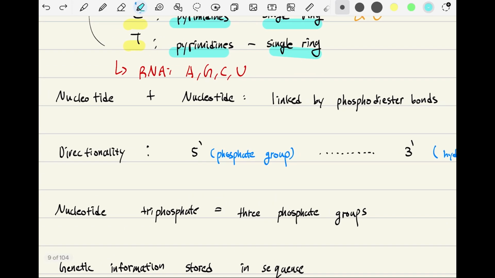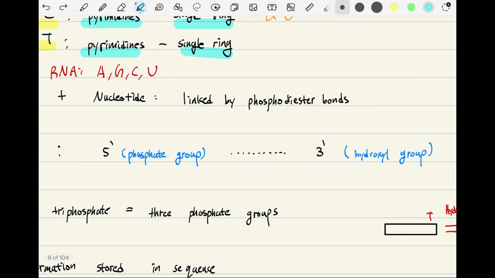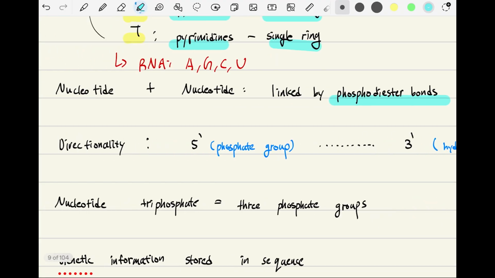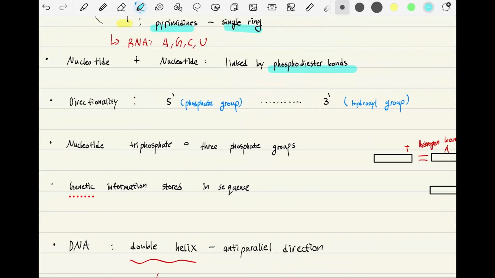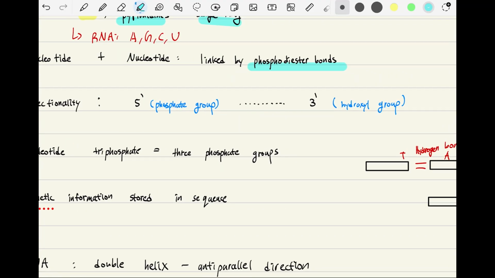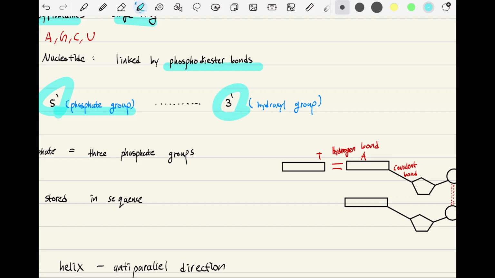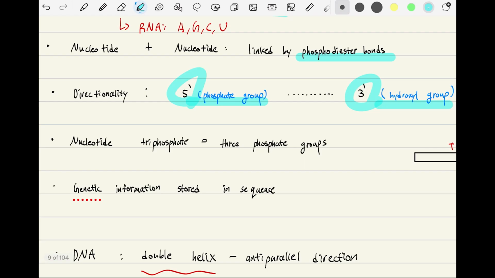When 2 nucleotides are bonded together, they are linked by phosphodiester bonds. You don't really have to know the name, but it's just good to know. And the directionality of nucleotides starts from the phosphate group, which we call 5', and ends at the hydroxyl group, which we call 3'.